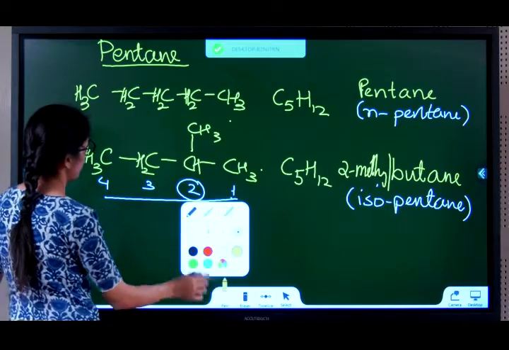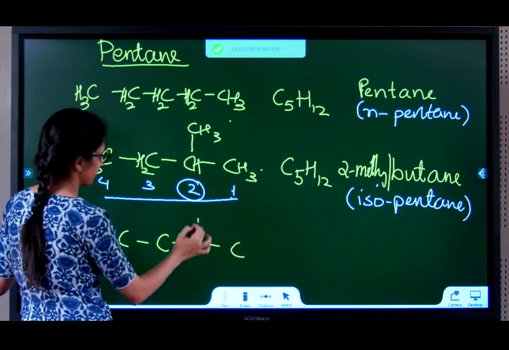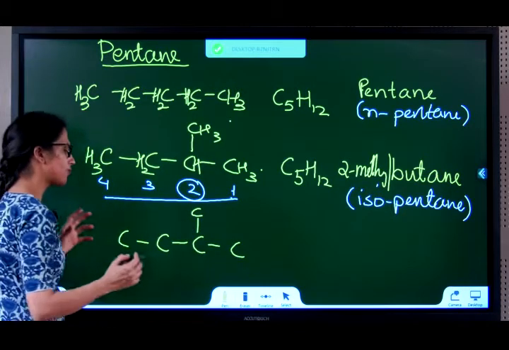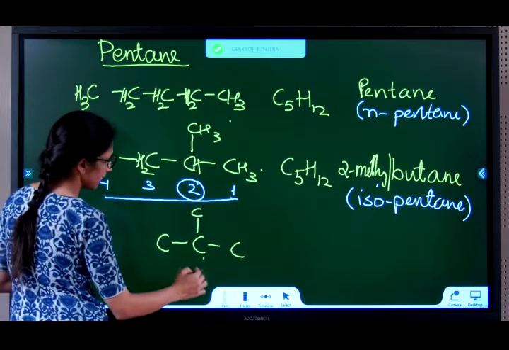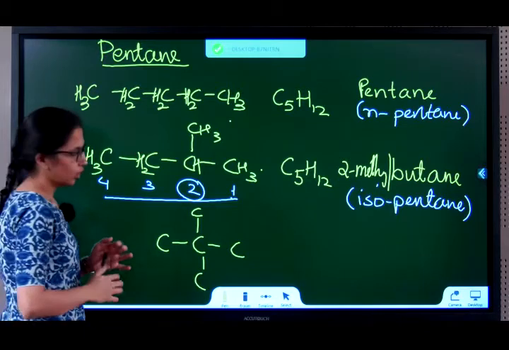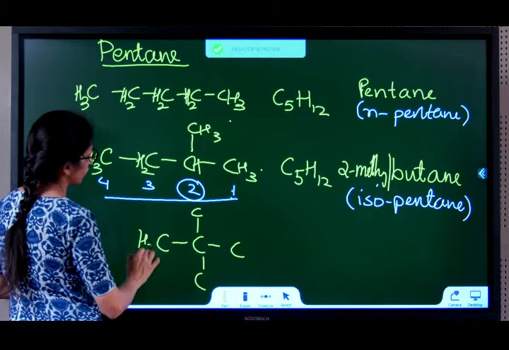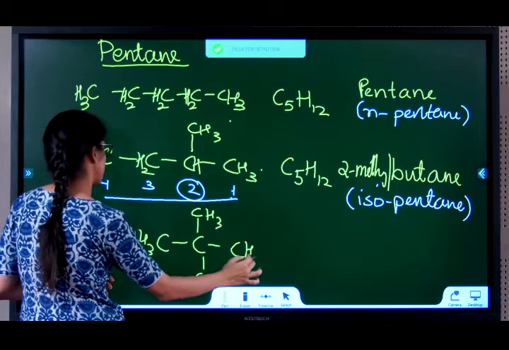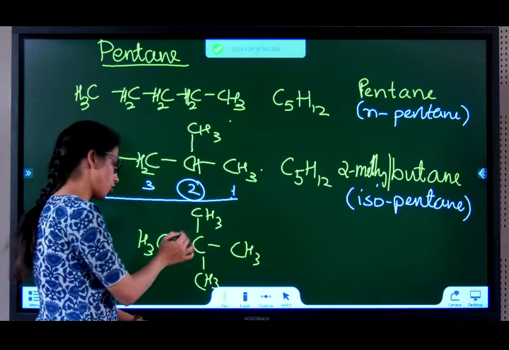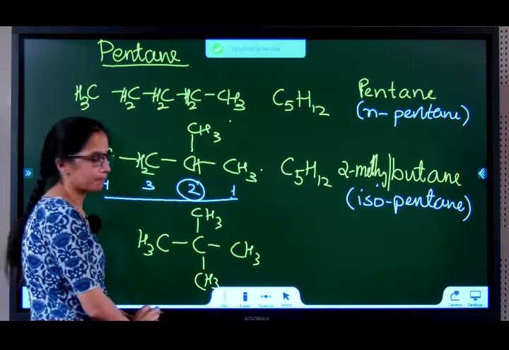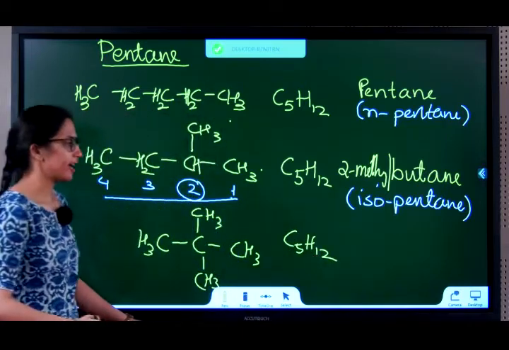No, we have one more. So I told you we took 1 carbon atom and we placed it here. Now I will remove one more carbon atom from this end and place it here. You will see now, put the H's, H3, H3, H3, H3. Carbons at the end always need an H3. This carbon already has 4 bonds occupied. C5, H12 again.